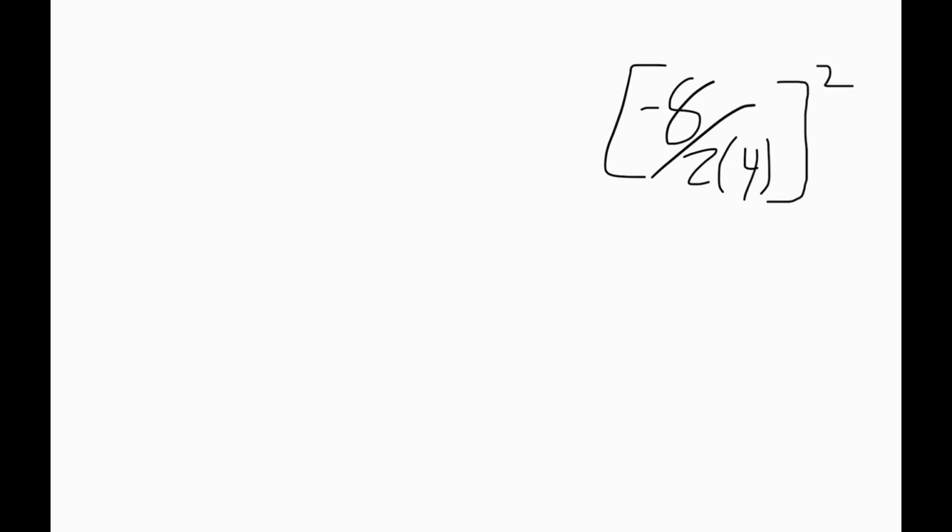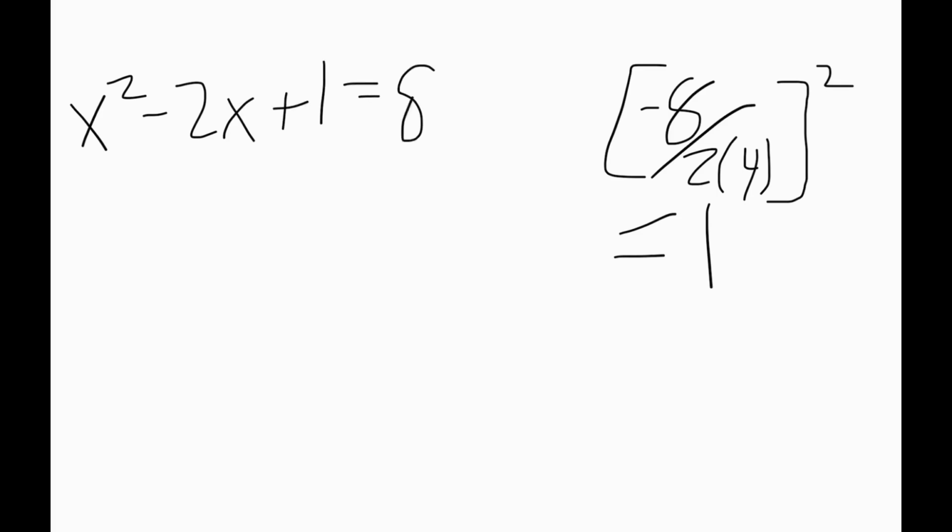So then to complete our square from the left side, we need to add (b over 2a) squared, which for us right now would be (negative 8 over 2 times 4) squared, which would be equal to 1. And if we add that to our equation, it would look like this. Now if we simplify both sides, it would give us this.